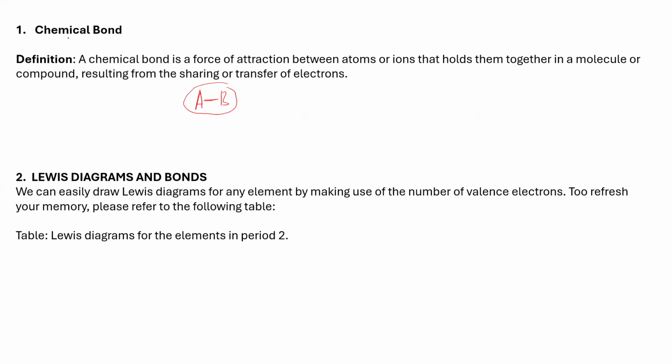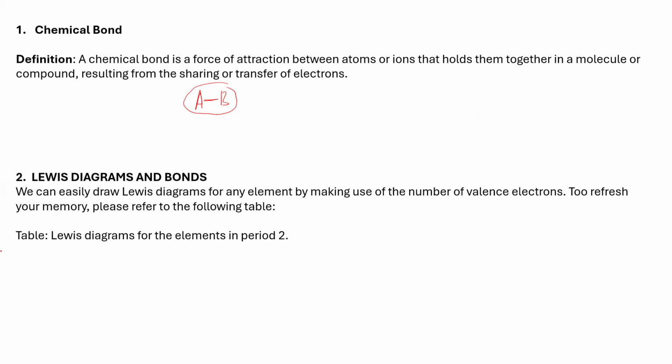Now, number two, we'll be looking at what we call the Lewis diagrams and the bonds. When we talk about Lewis diagrams, we are talking about a presentation of how we form the chemical bond. A Lewis diagram is there to show us how a chemical bond gets to be formed between two atoms. Recall that you're going to have your atoms that are separated and you would want to bond them or combine them.